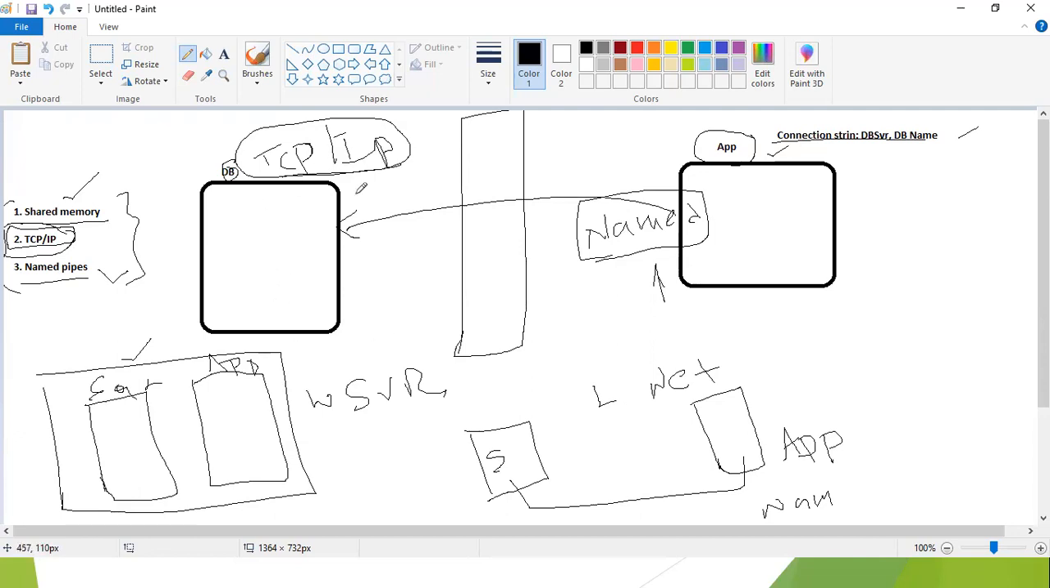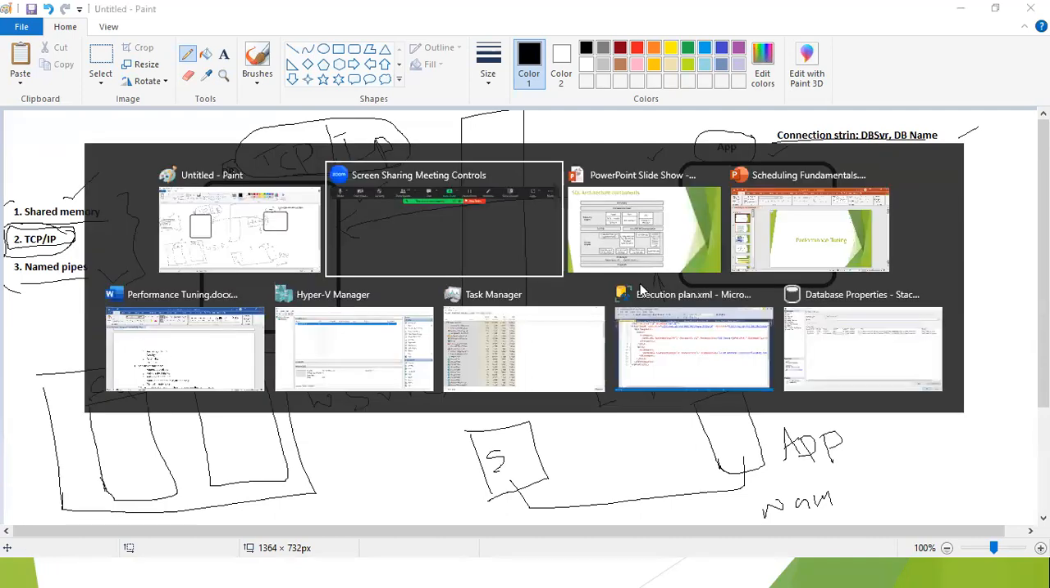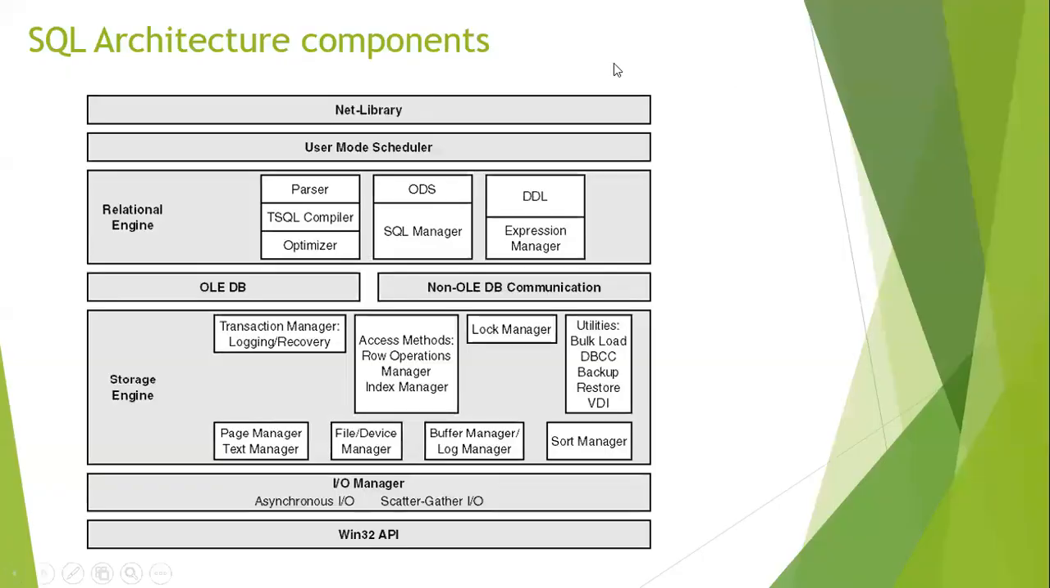If you are using TCP/IP, the application also has to use the TCP/IP protocol. That is how the communication should be established. That is the network libraries.